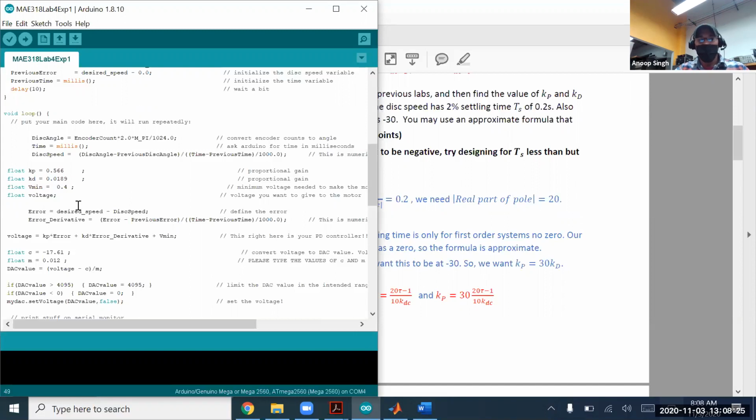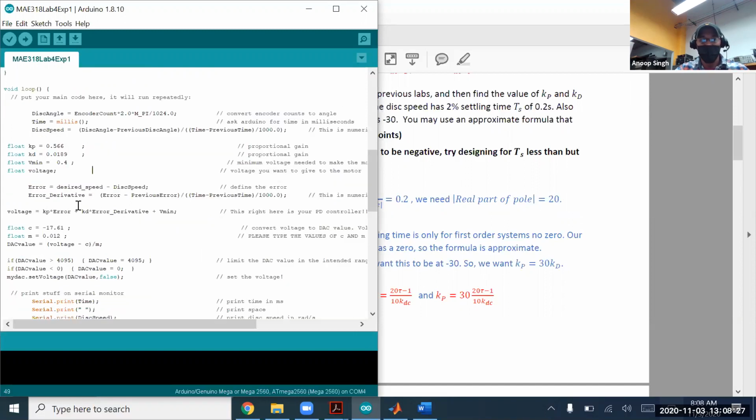So what was our PD logic? According to the PD logic, voltage minus the minimum voltage, which means the voltage above and beyond, is going to be given by Kp times error plus Kd times the derivative of the error. I'm going to take that minimum voltage on the other side. So that means the voltage given to the motor should be Kp times error, Kd times error derivative plus the minimum voltage. So that right there, that one line is our PD controller.